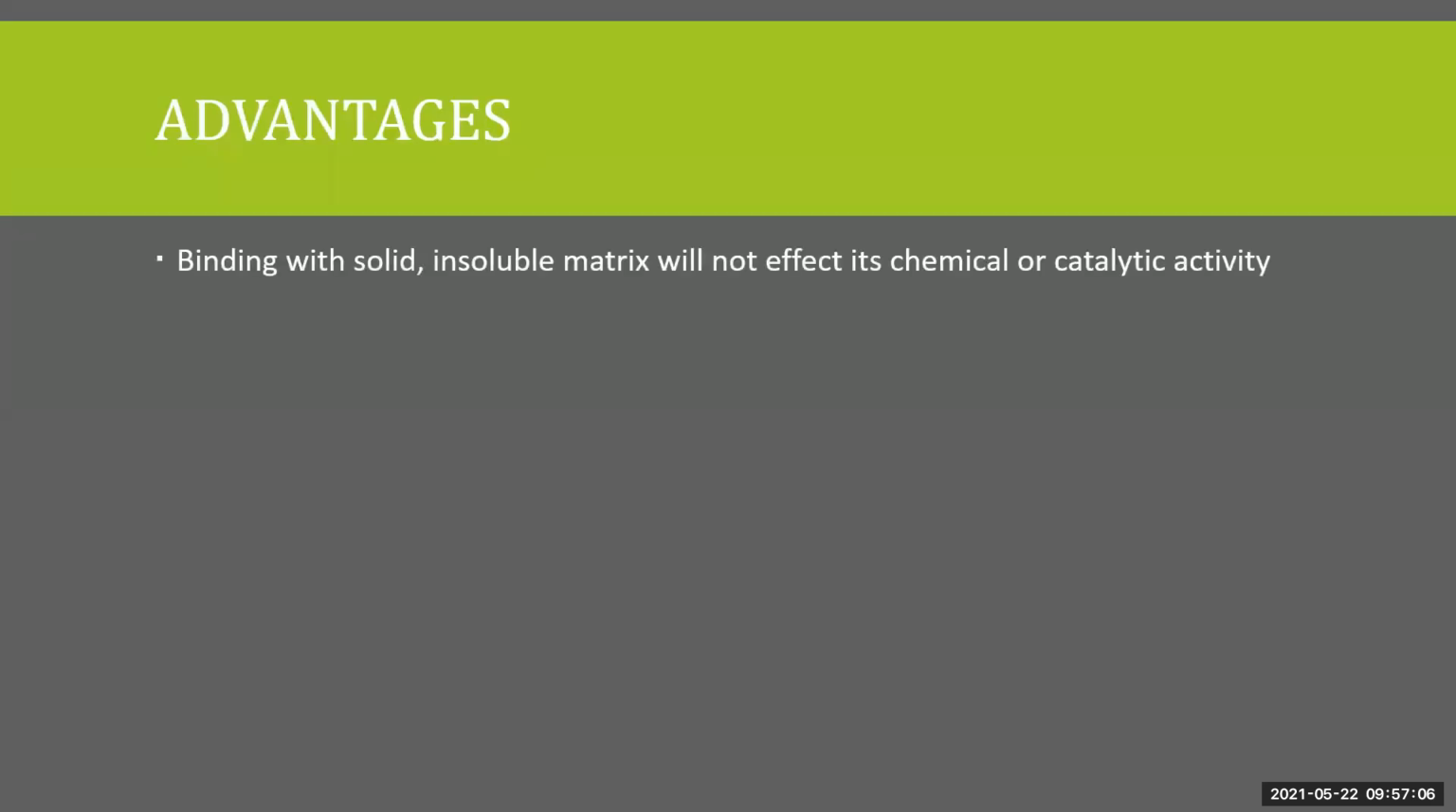So what are the advantages of these immobilized enzymes? Number one, binding to the solid or an insoluble matrix will not affect the enzyme's chemical or catalytic activity. Okay, because it is inert, it should not have any effect on the chemical nature of the enzyme or its catalytic activity. So the enzyme will remain a complete functional and structural element within that matrix so that the reaction can be catalyzed. There will be proper utilization of this enzyme.